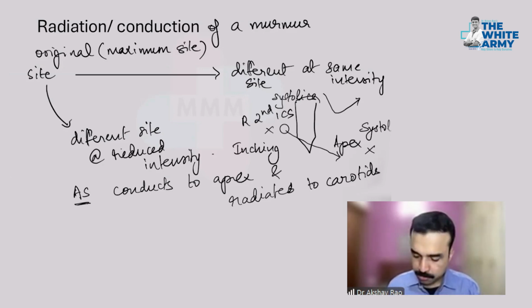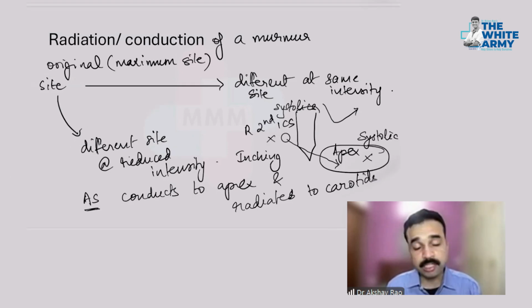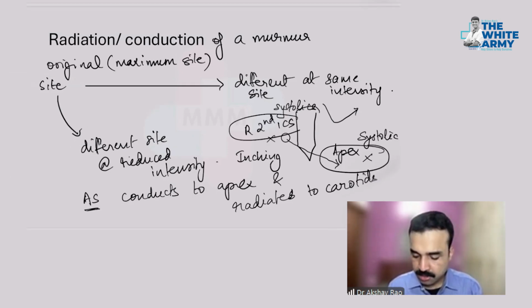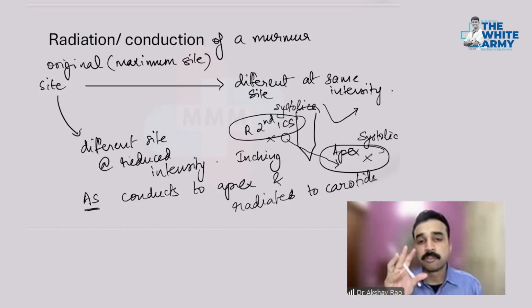Okay, so if the murmur being produced at the apex is different from what is producing the murmur in the aortic area, then as I inch from the aortic area towards the apex, the first murmur's intensity will slowly come down, and then suddenly the intensity of the apical murmur will increase. As I reach the apex, the intensity will again increase. So this is known as the inching method.